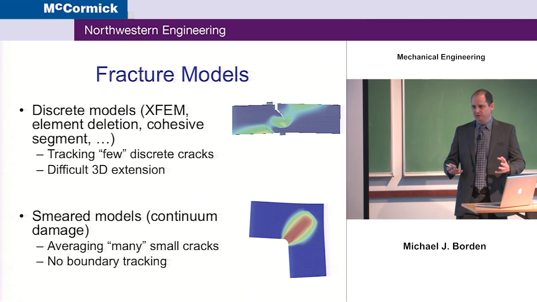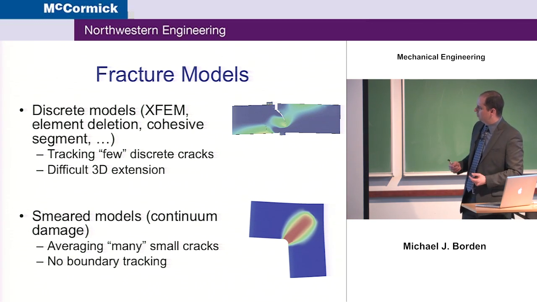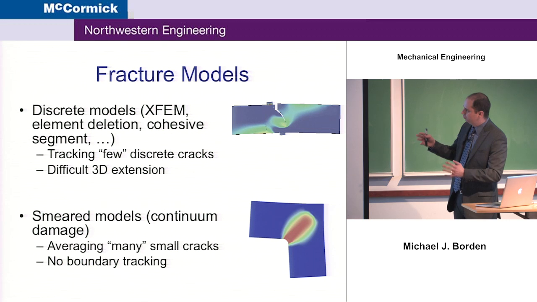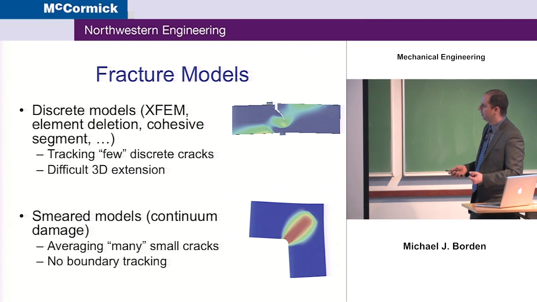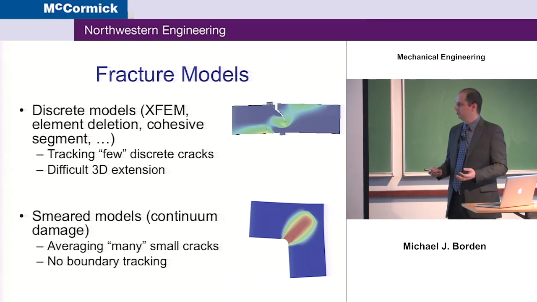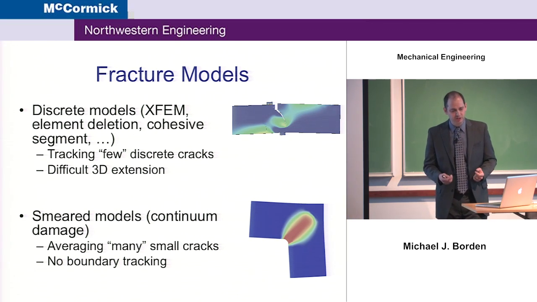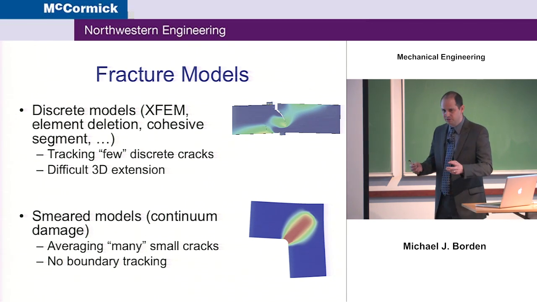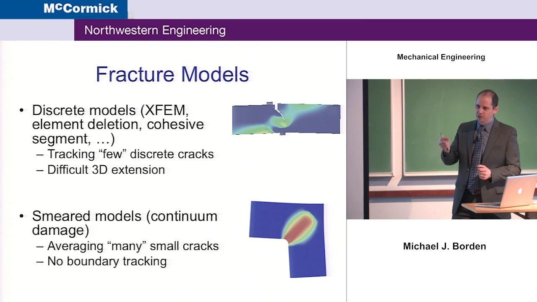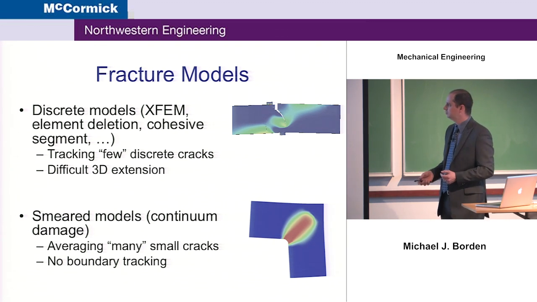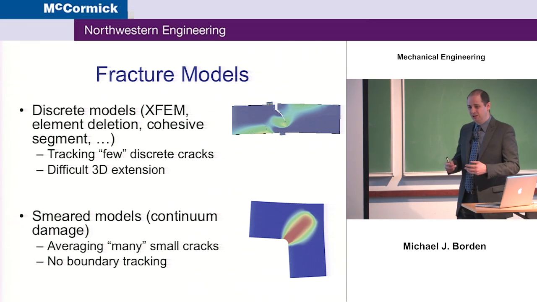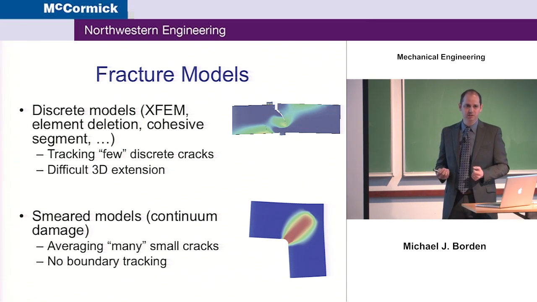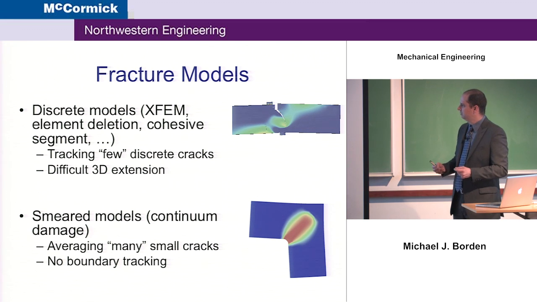When I think about fracture models, I like to group them, maybe oversimplified, into two different categories. The first category is discrete models. Think of something like XFEM, or element deletion, or cohesive segments. The idea here is that we want to track a small number of distinct cracks. Small is something where we can actually see the crack. We want to see how it grows and how it affects the overall structure. One of the problems with this is it's very difficult to extend this into 3D, especially where we have intersecting cracks or complex topology. It's difficult to compute those intersections in a robust way.